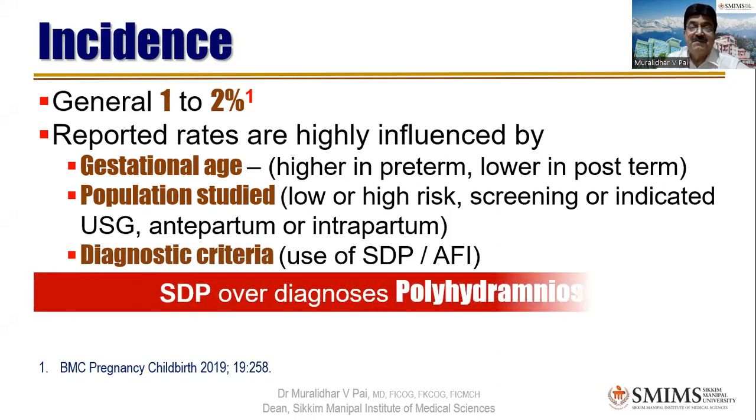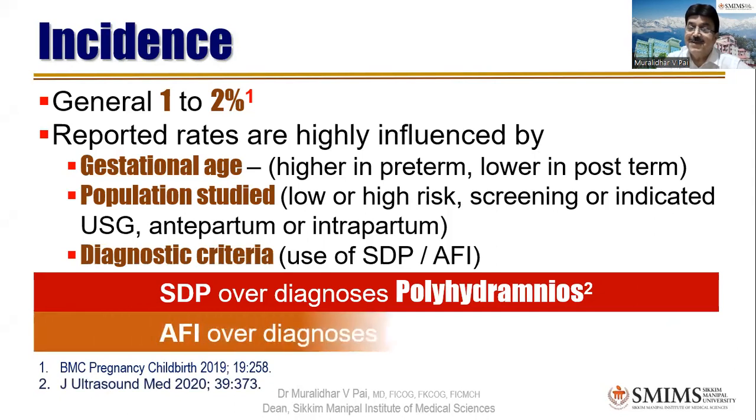If you use SDP as the criteria, there is a tendency to overdiagnose polyhydramnios. Obviously, because in SDP, you are looking at one single pocket, and by chance, that single pocket can be more than 8 centimeters. But that may not happen in all the other quadrants or all the other areas. That's why there's a chance of overdiagnosis if you use SDP.